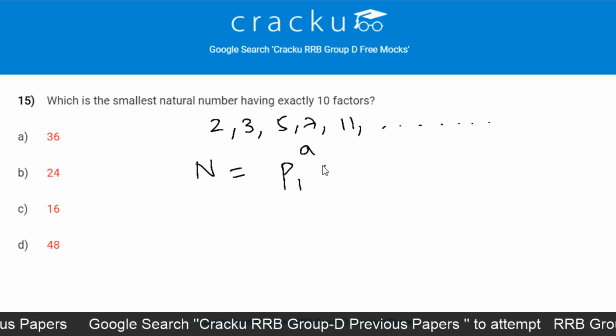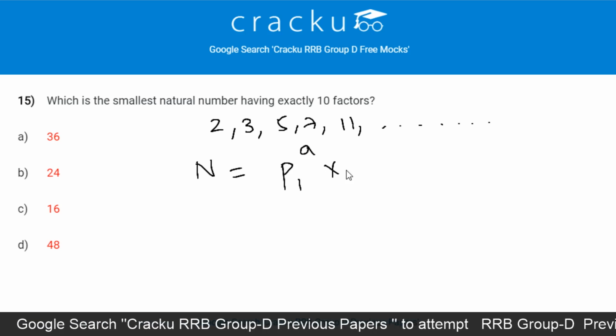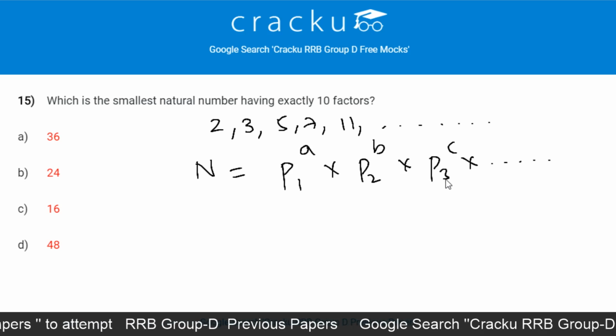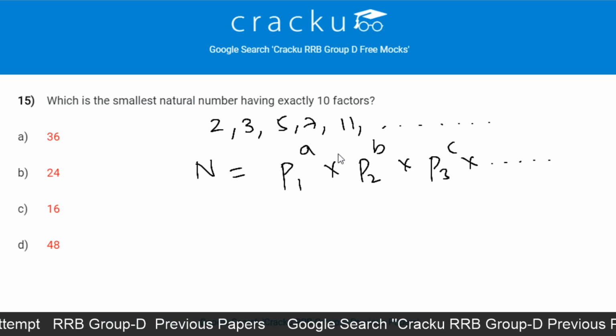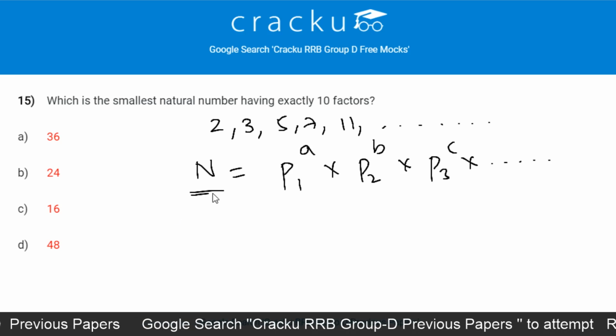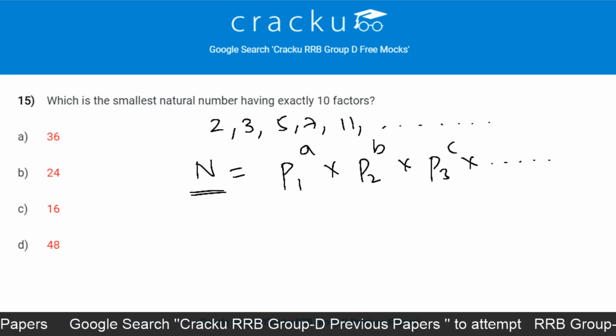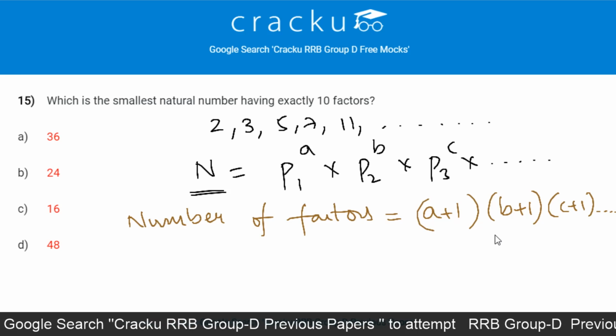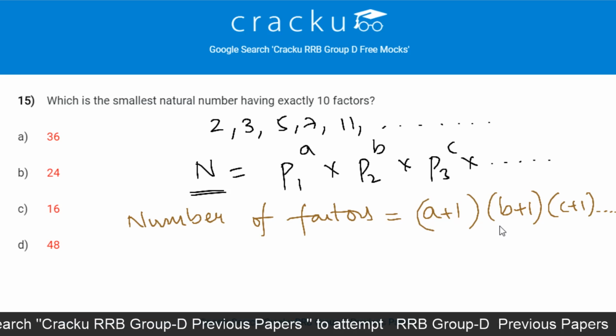N equals P1 power A into P2 power B into P3 power C, where P1, P2, P3 are prime factors and A, B, C are powers. Now the total number of factors of a number N is given by A plus 1 into B plus 1 into C plus 1 and so on.